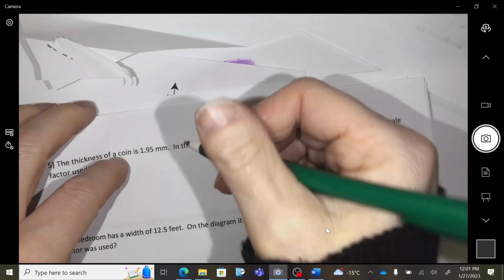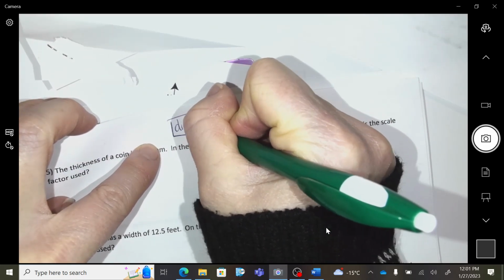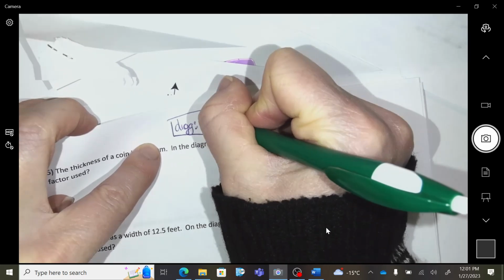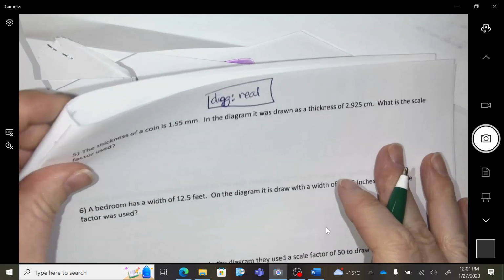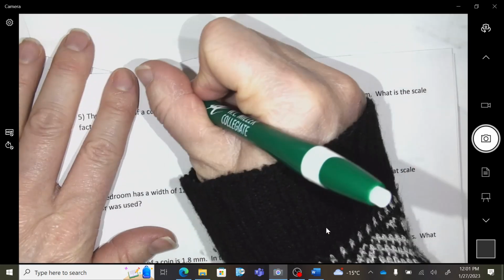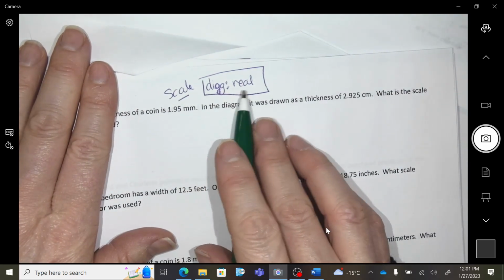Okay, I need you to write this on your cheat sheet. I need diagram to real is a scale. You always write it diagram to real.